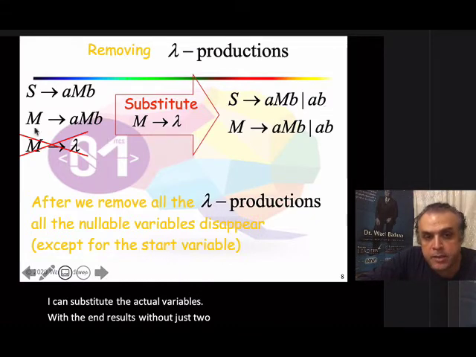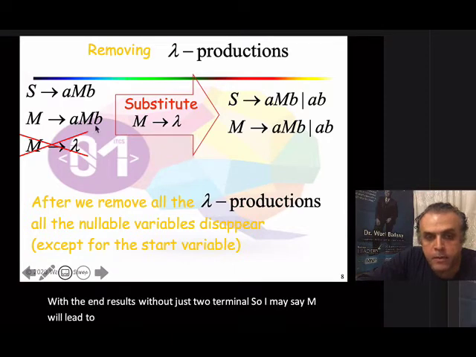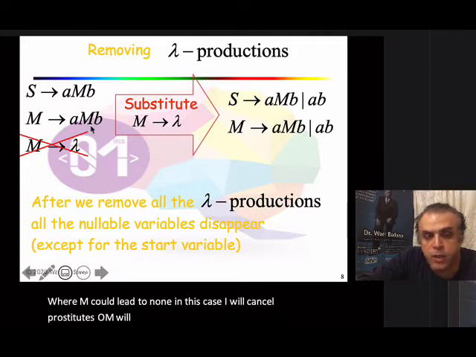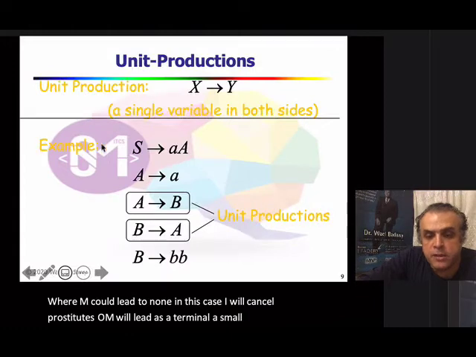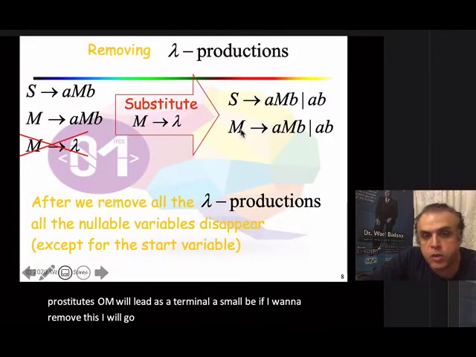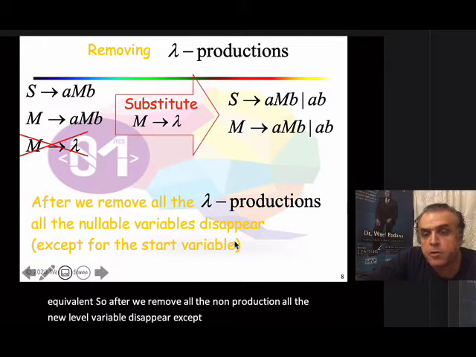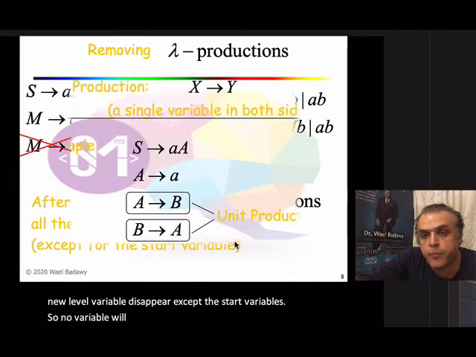So I may say M will lead to A M capital B, where M could lead to null. In this case, I can substitute, so M will lead as a terminal A, small b. If I want to remove this, I will go into the substitution, and this will be the equivalent. So after we remove all the null production, all the nullable variables disappear except the start variable. So no variable will lead to null.